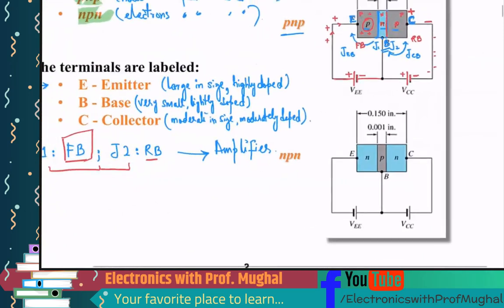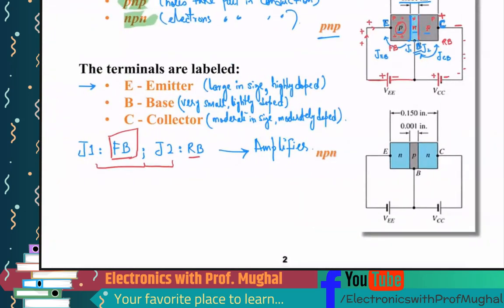And so we know how we can set the polarities of these voltages in order for these junctions to operate in this region. And when they operate in this region, they work as an amplifier, and I'll explain to you how this is working.